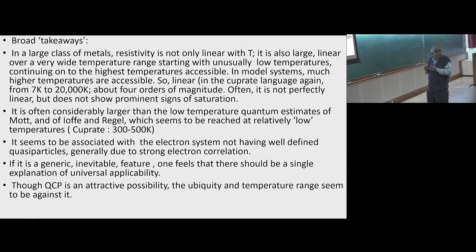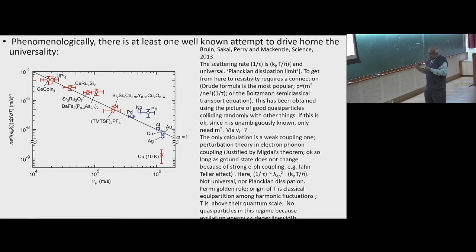Then it seems to be associated with the electron system not having well-defined quasi-particles. I have not said anything about this, but there is a lot of spectroscopic evidence that many of these systems do not have well-defined quasi-particles. If it is a generic inevitable feature, then one would like to believe that there should be a similarly generic theory. Well, I don't think we have it yet. Though a quantum critical point is an attractive possibility, the fact that this resistivity occurs in so many different kinds of systems, for so many different kinds of electron concentrations, seems to be against this possibility. Okay. Now I'm coming to the end of my talk actually.